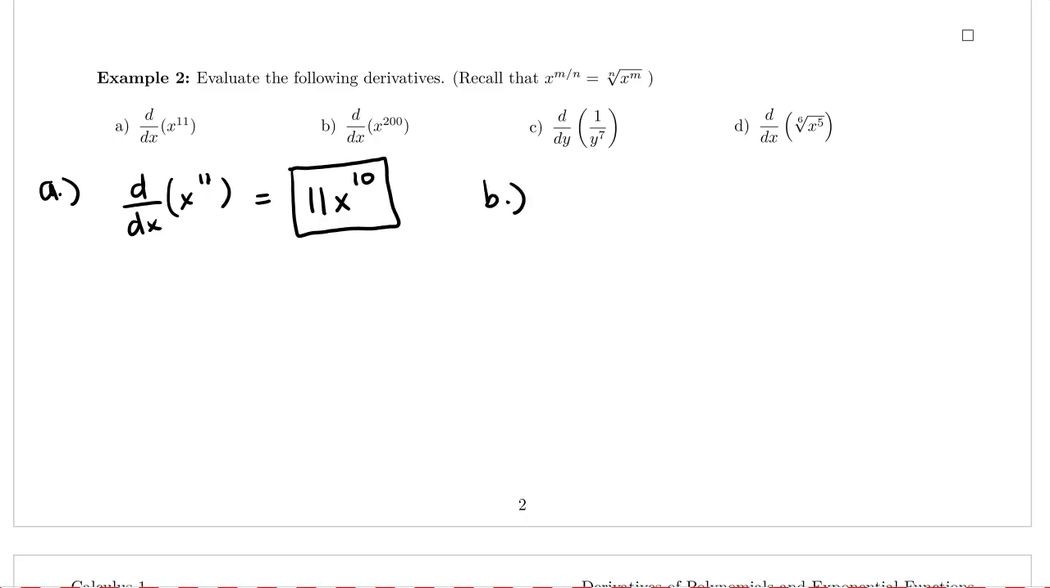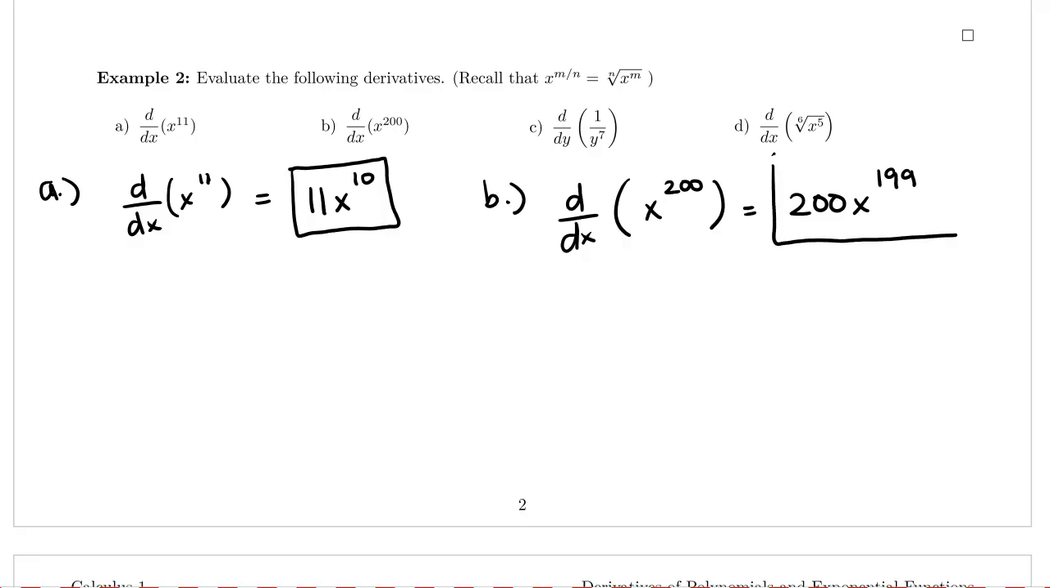For part B, the derivative of x to the 200th power, again, I will bring down the 200, multiply that by x, and my new power will be 1 less. 200 minus 1 is 199. So there's my final answer for part B. Look how quick that was.